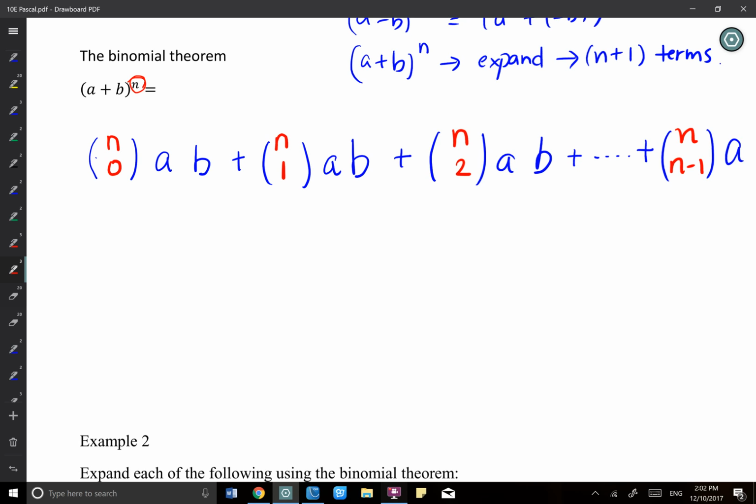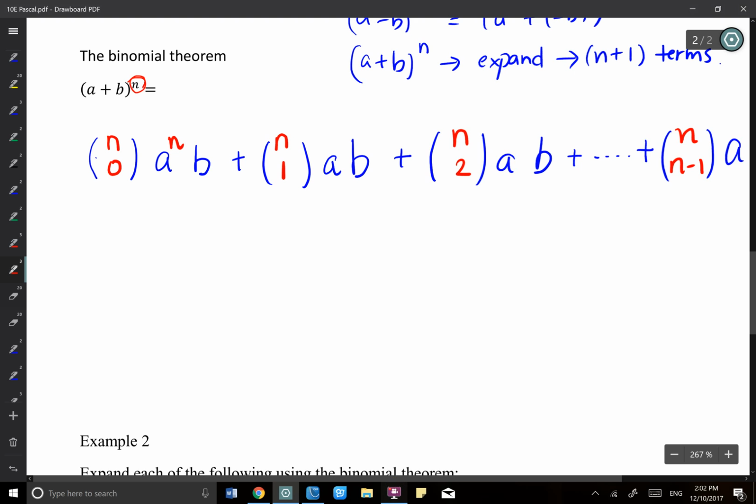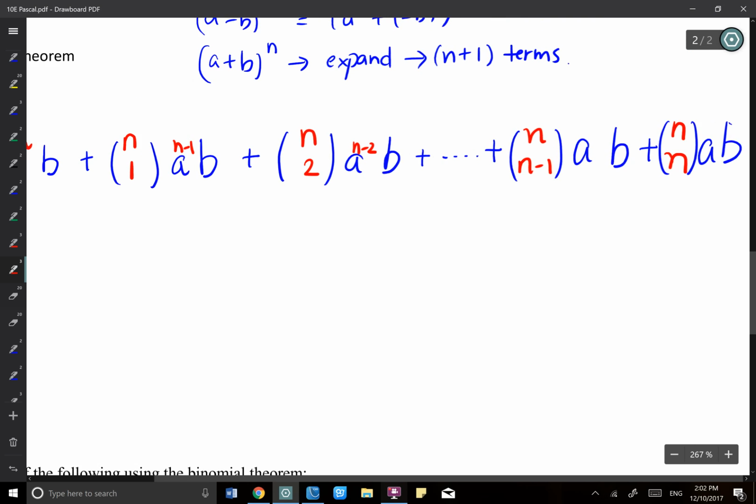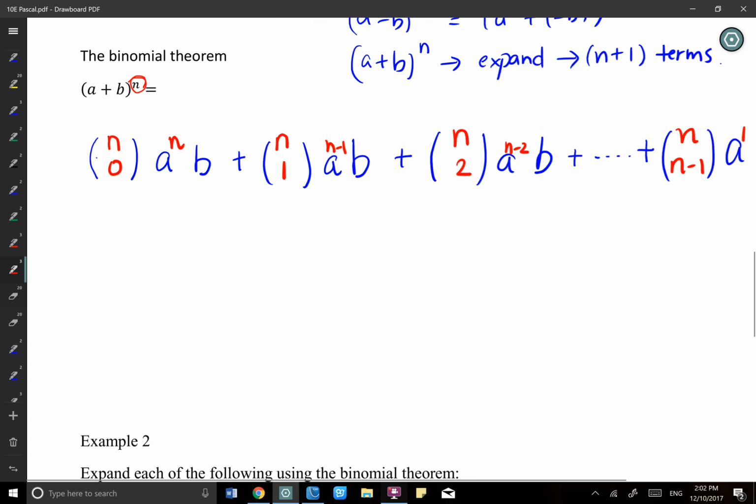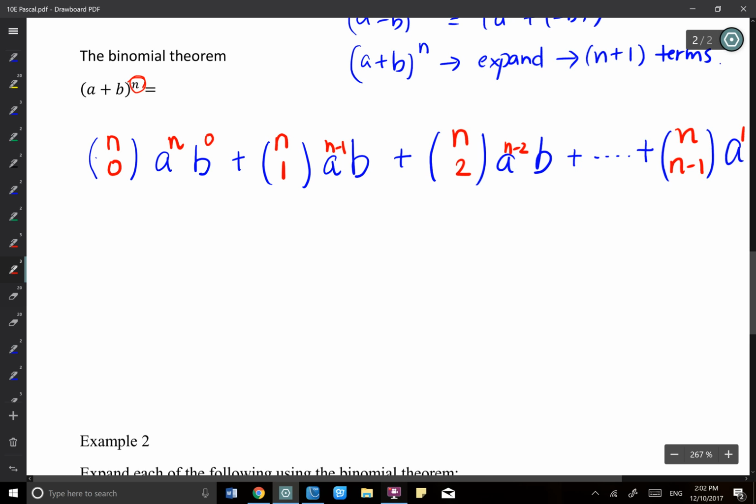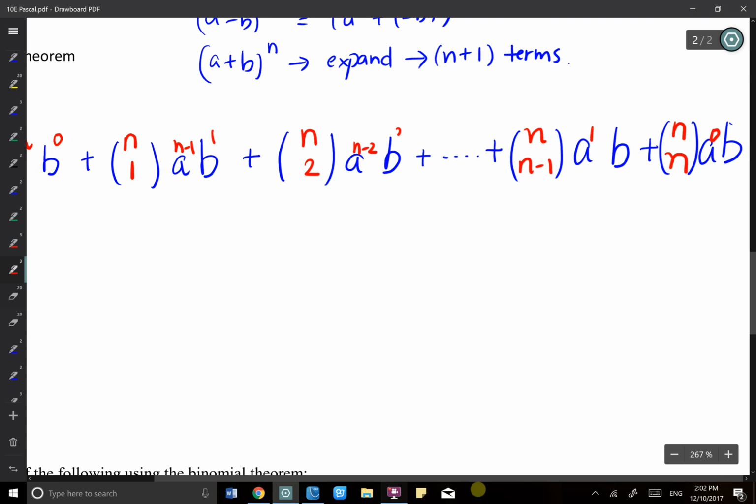So I am going to fill in the power of a now. What's the power of a? We start from the highest, so it's n. And n minus 1, n minus 2, dot dot dot, and that's 1, and that's 0. You reduce it until 0. So then oppositely, what will b's power be? You start from 0, because they need to add up to give you n. You start from 0, 1, 2, 3, 4, 5, 6, 7, n in the end, and that's n minus 1.